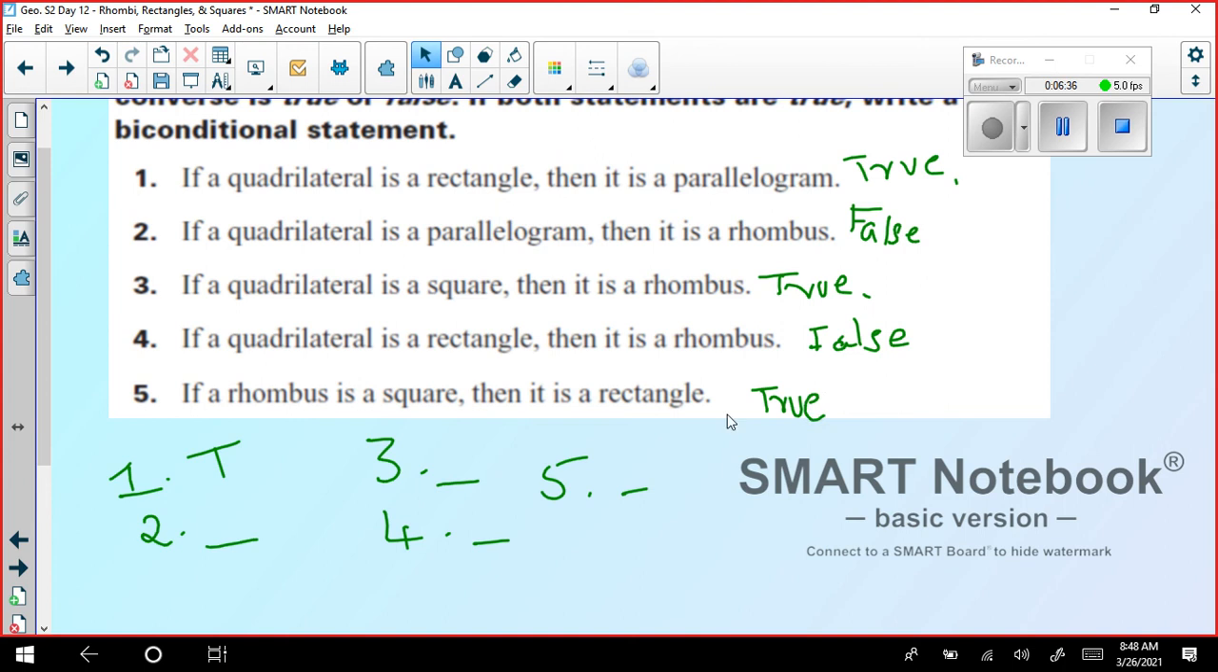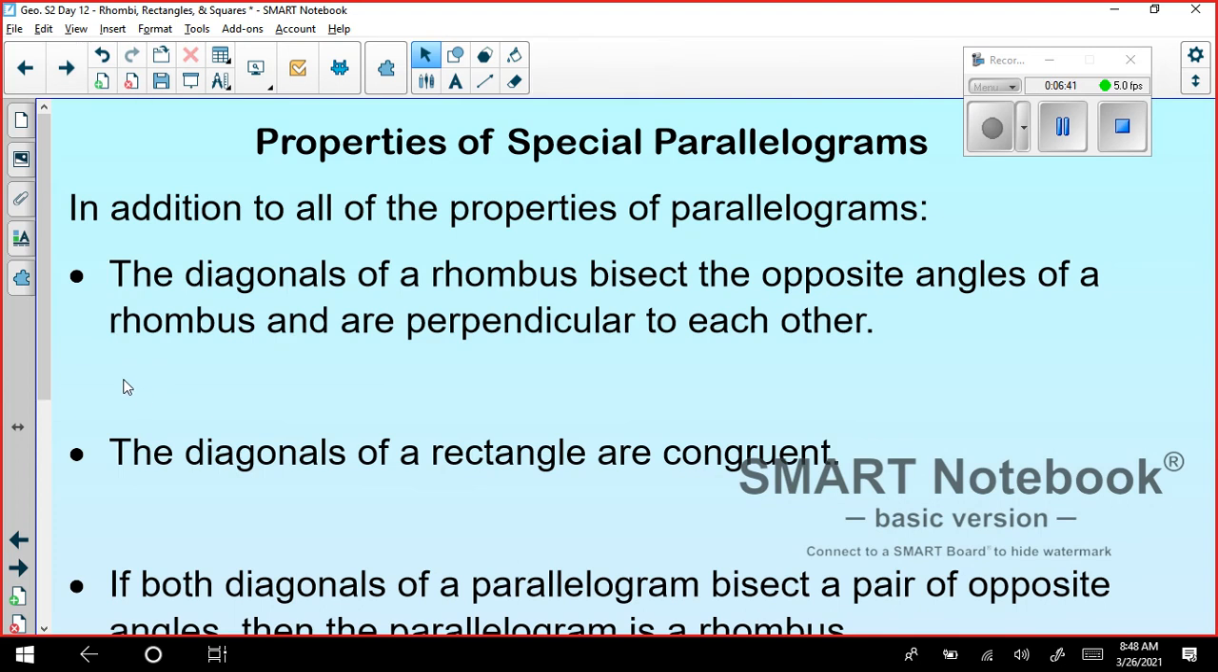Okay, let's move on to the next slide. Properties of special parallelograms. In addition to all the properties of a parallelogram, which we discussed in the previous class: the opposite sides are congruent, the opposite angles are congruent, adjacent angles are supplementary, and the diagonals bisect each other. I'll just draw and discuss once again whatever we had.